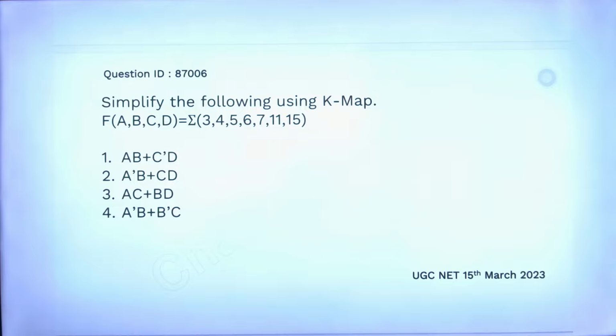Every year they are asking K-map questions. Every year K-map is the most important topic. Always you are getting a question from K-map, so don't ignore it.